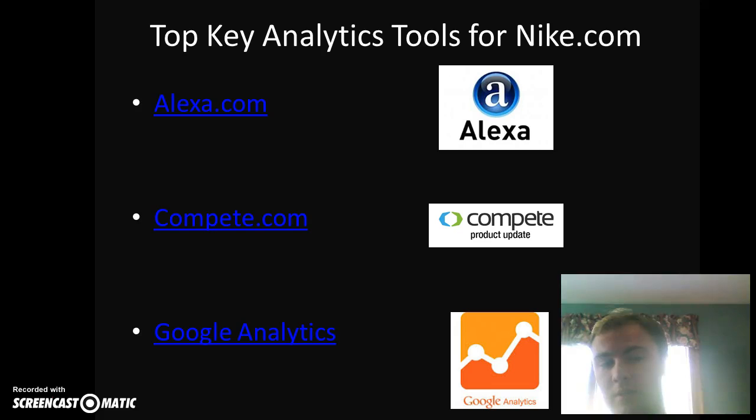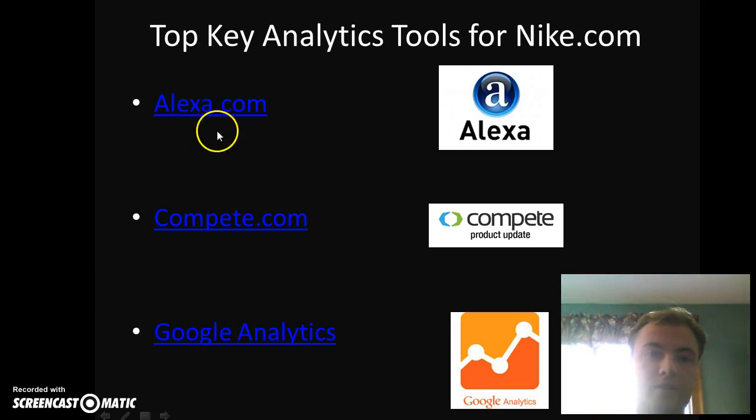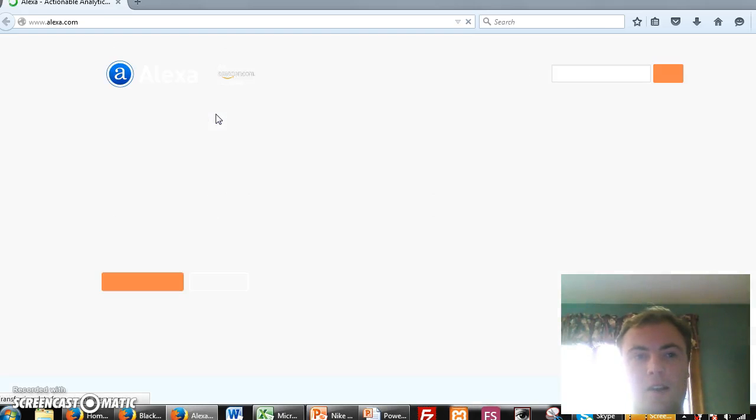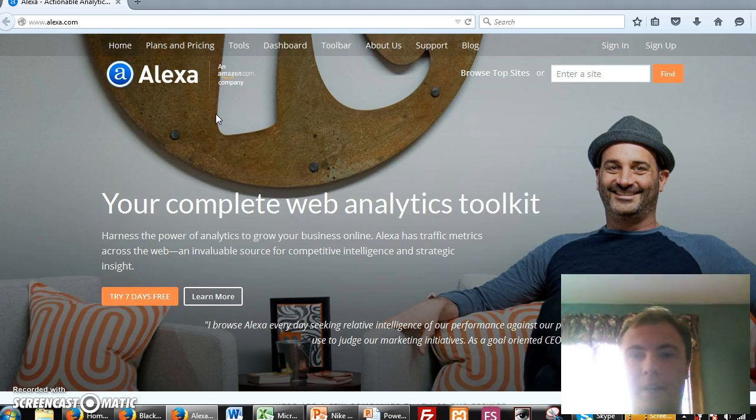Alexa.com, Compete.com, and Google Analytics. And they're all very good, so I'll just take a brief demonstration of the desktop and how it works. Alexa is owned by Amazon, and basically what you want to do is enter your site right here, and it comes up with all the information you want to use.